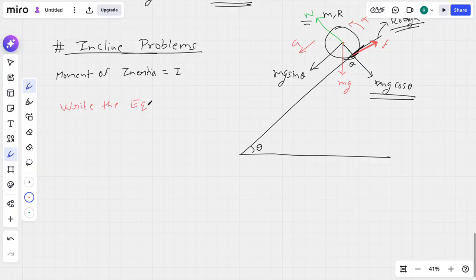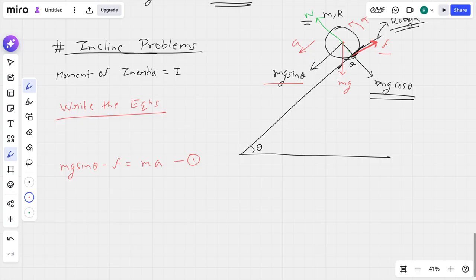We can see how many forces are acting along the incline. One force is mg sin theta and the other force is F. So we can write that mg sin theta minus F equals m into A. This is our first equation.